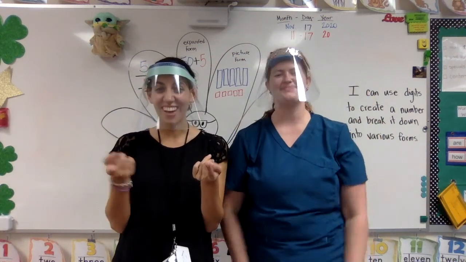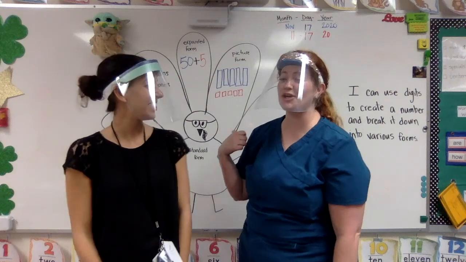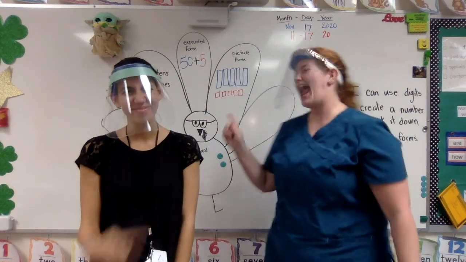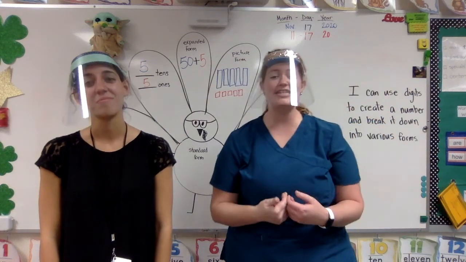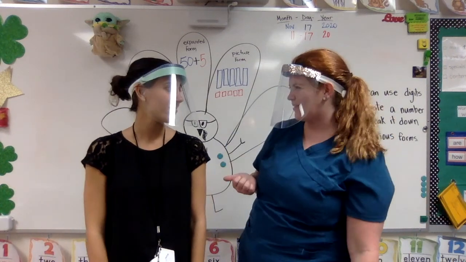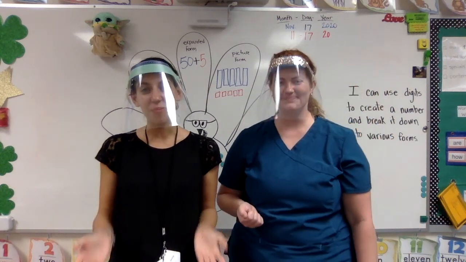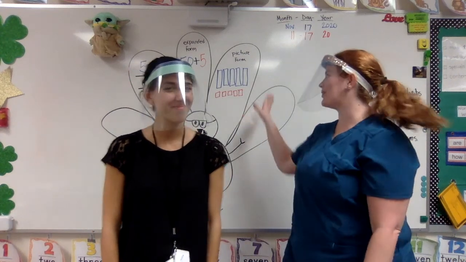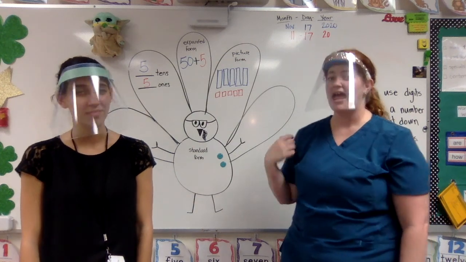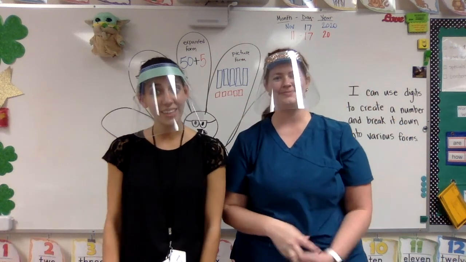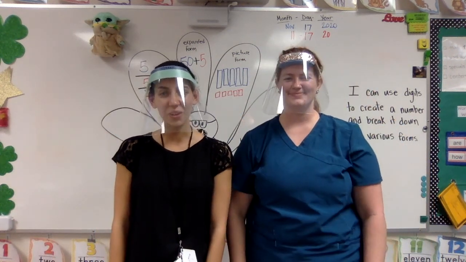It's your turn. On Seesaw, you're going to have a turkey just like we did. And in his tummy and his feathers, you're going to have to use the digits we gave you to make what kind of number? To make the greatest number possible. That's right. You're going to break it down into the forms. It's going to be in the same order that we did. And when you're done, what should you do? Click that green check mark so we can see your work.